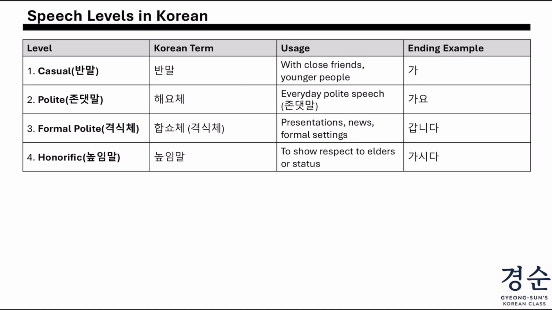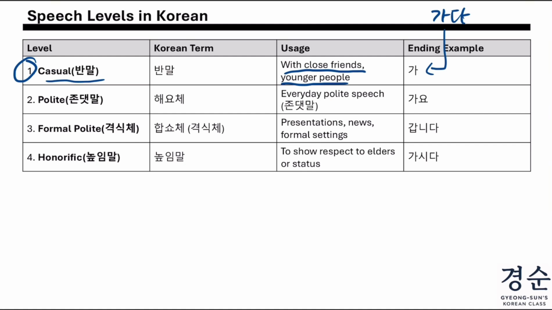Number 1, we have casual. It's also known as 반말. It's very casual. It's used when you talk to your close friends, younger people, someone who you are close with. For example, the base form we have 가다, which is to go. If we are speaking casually, speaking 반말, 가다 becomes 가, just 가, without the yo, simply.